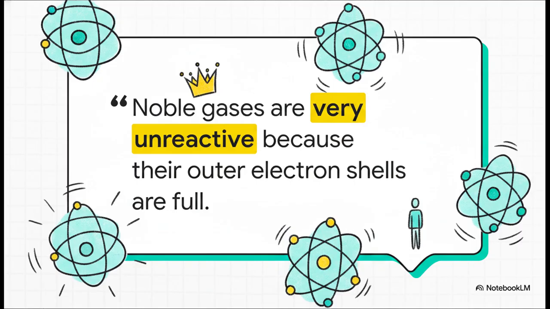Remember earlier how we said elements react based on the number of their outer electrons? Well, a noble gas's outer electron shell is totally, completely full. They literally have no need to react with anything else, and that's exactly why they're called noble. They much prefer to just stand entirely on their own.